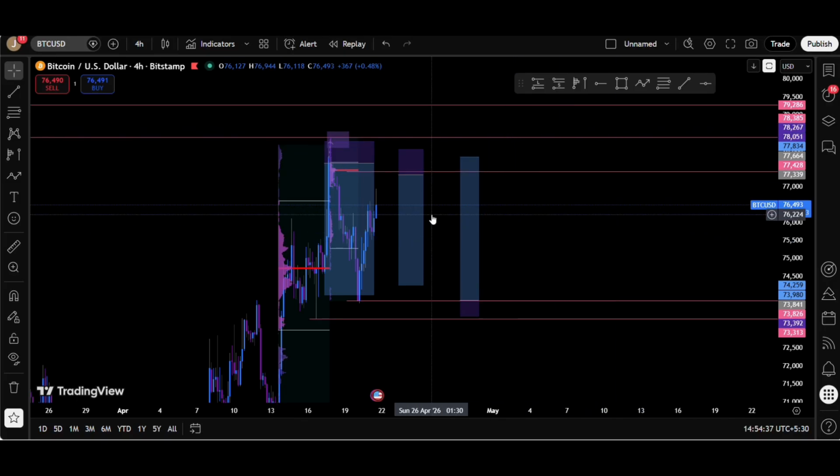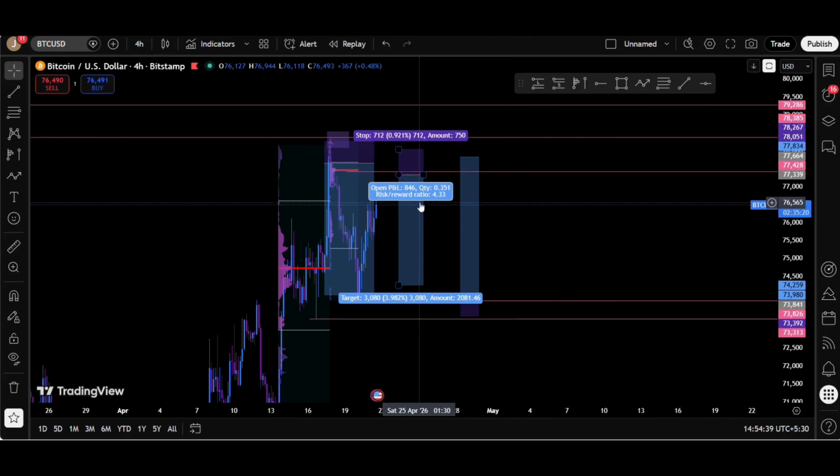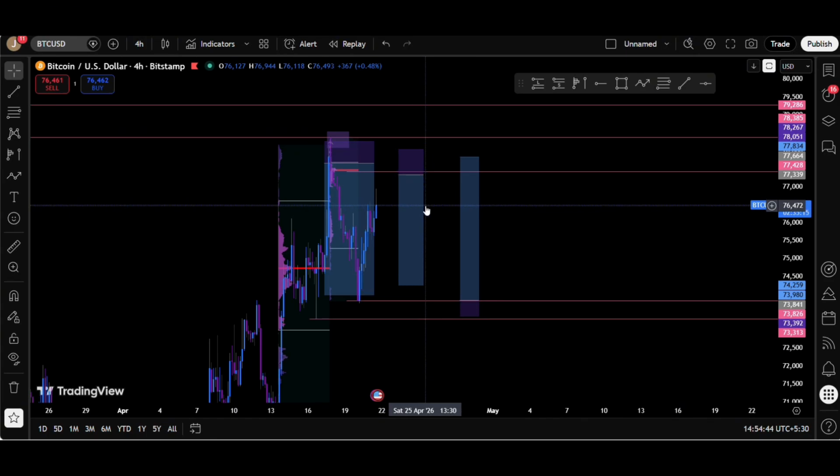So I started testing different setups, combining market structure plus confirmations and the indicator, and this is the one that actually started working and profiting consistently.